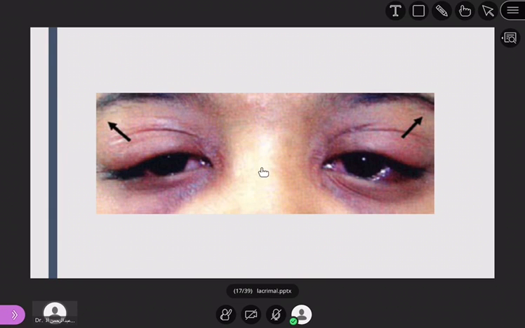This is how it looks. The main problem is here, which is the place of the lacrimal gland.